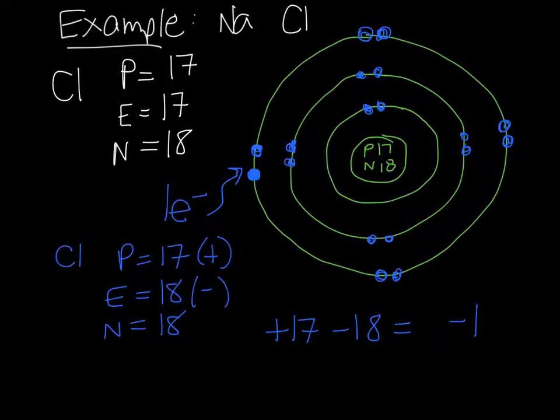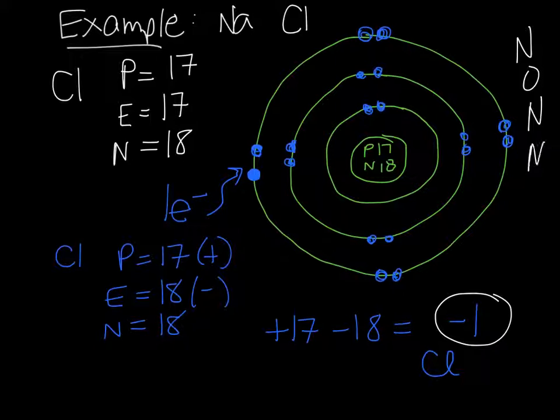That would be chlorine's superscript, or chlorine's charge, is negative 1. The most important thing to take away from this is that chlorine gains electrons when it makes an ion because it's a non-metal. Non-metals will gain electrons, metals will lose electrons.